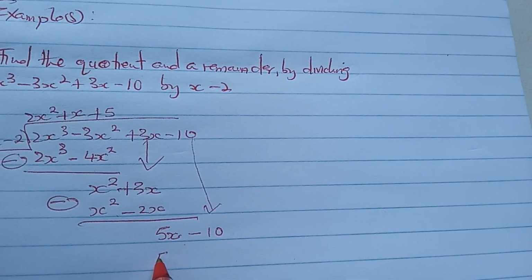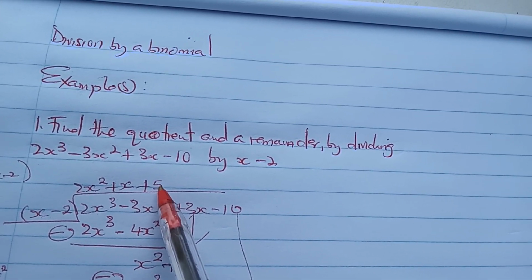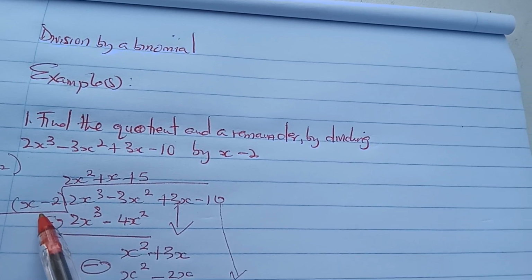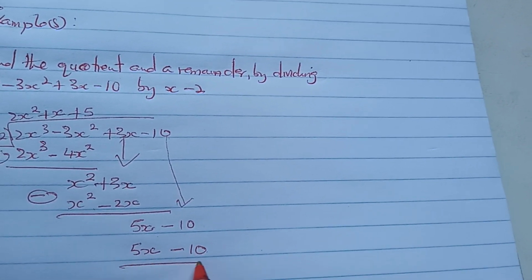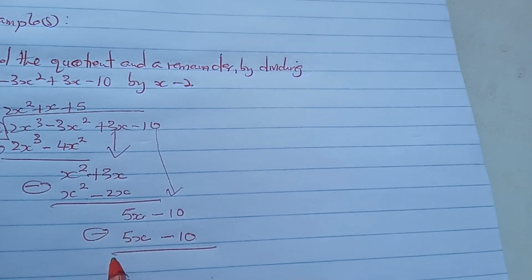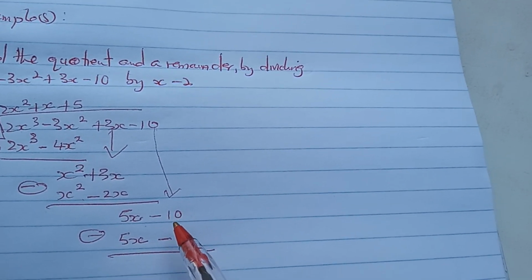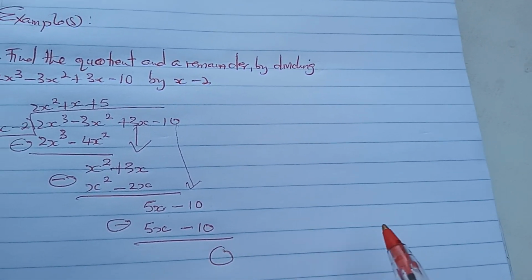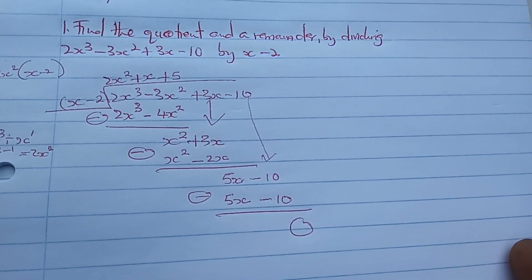We write it here, 5x. And then we multiply it again by this negative 2. So 5 by a negative 2, the answer is a negative 10. We bring it down here, put a division line and then subtract the terms. Now 5x minus 5x is a 0, and then a negative 10 minus a negative 10 is also a 0. So for the long division, we have come to an end.